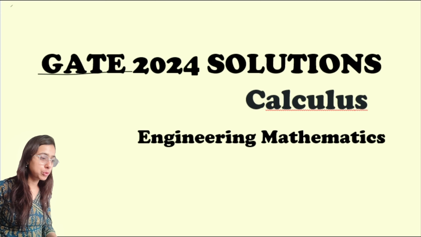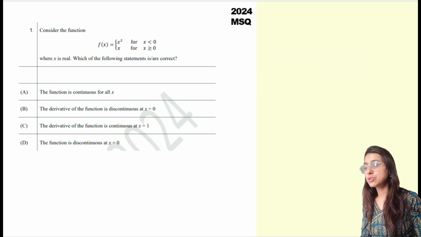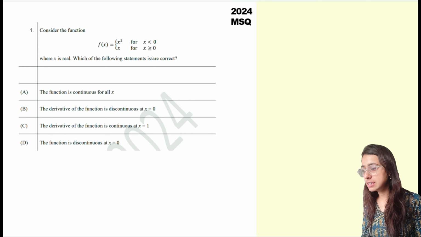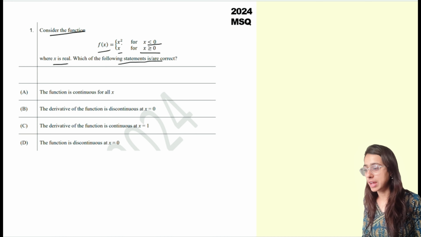So in today's video we are going to solve questions of GATE 2024 of calculus, which comes under engineering mathematics. So let's start with the questions. The first question says, consider the function f of x is x square for x less than 0 and x for x greater than or equal to 0, where x is a real number. Which of the following statements is or are correct?